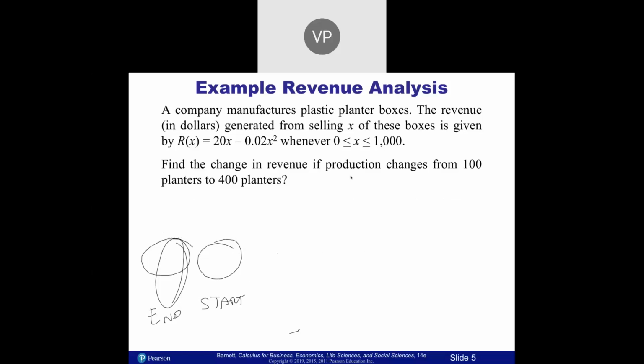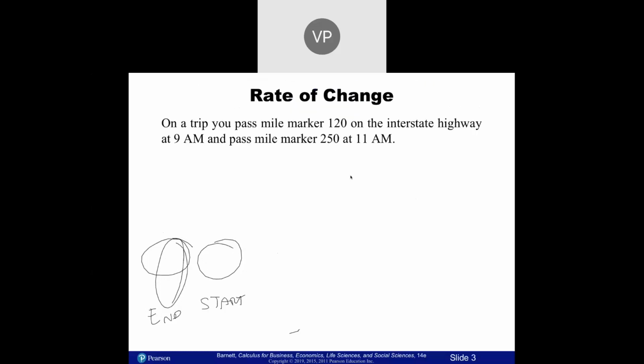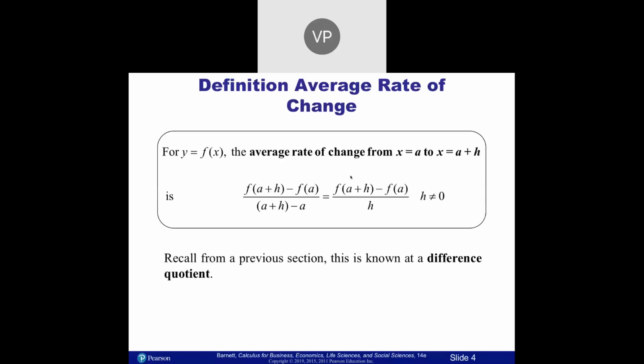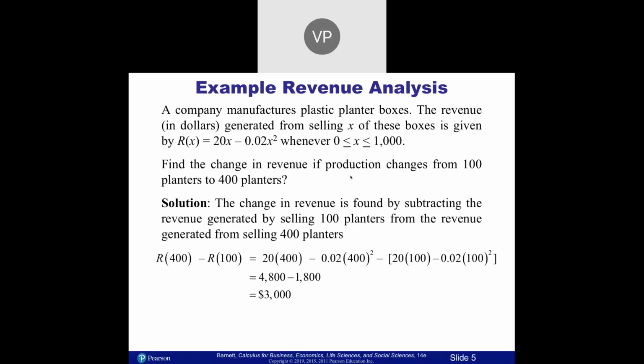Okay, if I go back a couple slides, remember with the markers, we ended at 250 and we began at 120, so we always take the end number, which is 250, and subtract where we started, the 120. That's how we got the 130. Same with the times. The ending time was 11. You subtract the starting time, 9, from that. So that's why they did it this way.